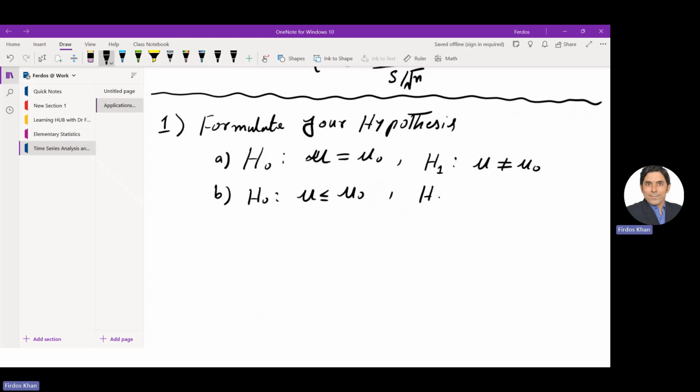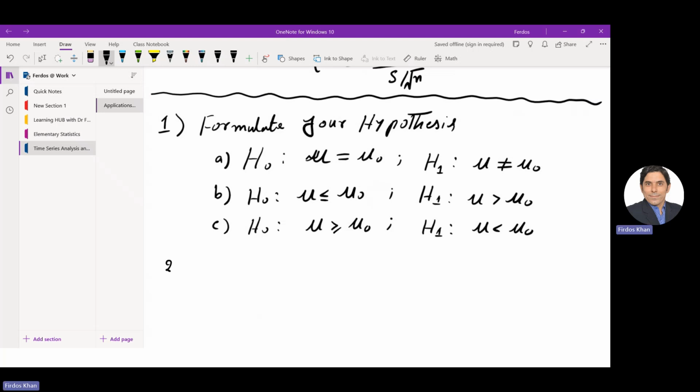That is sometimes called the rival hypothesis. The opposite is mu greater than mu naught. And the third possibility is H naught: mu greater than or equal to mu naught, and the rival or alternate hypothesis in this case should be mu less than mu naught. So this is the formulation of hypothesis. You can formulate hypothesis in any of these types from your data. We will do some examples and problems, so we will see how you can formulate these hypotheses from your data.